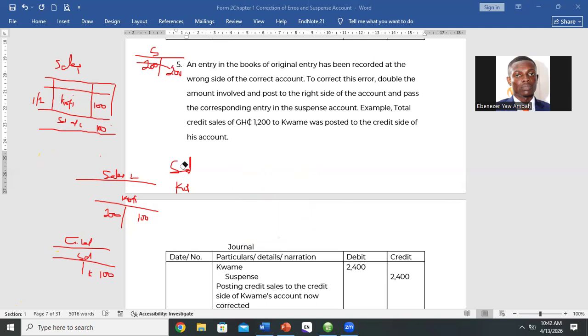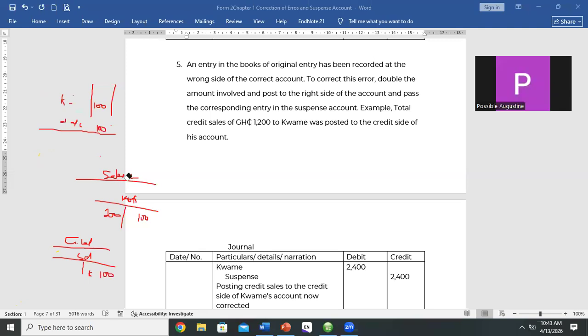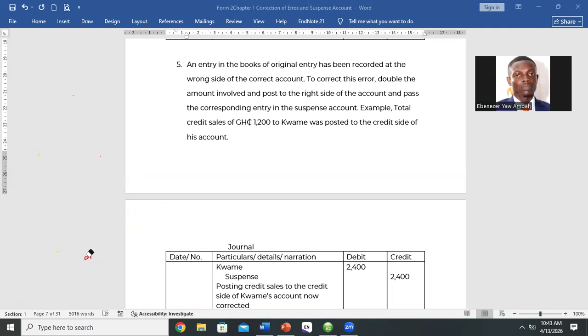If any of you still has a question on this one, go ahead and ask. Yes, Augustine. Sir, please, I still don't get it. Okay, so which particular one is confusing you? Like the whole question, like that correction, the question 5, I don't get it at all.